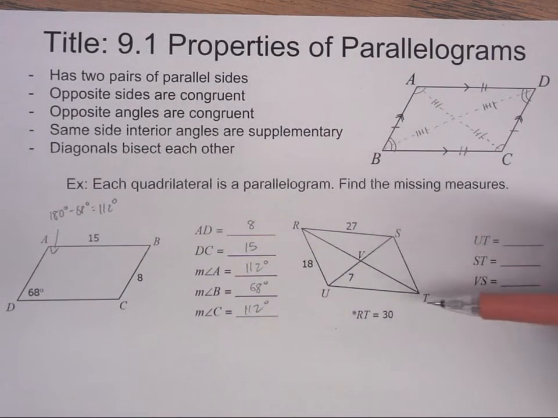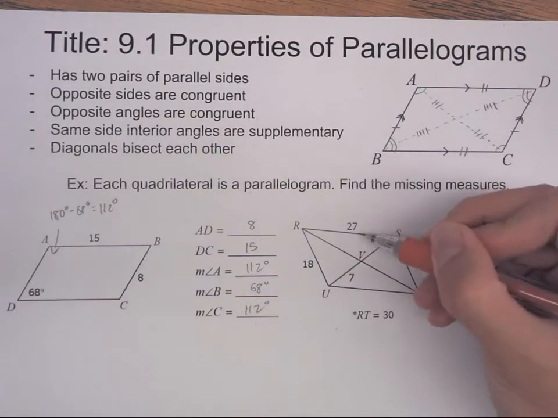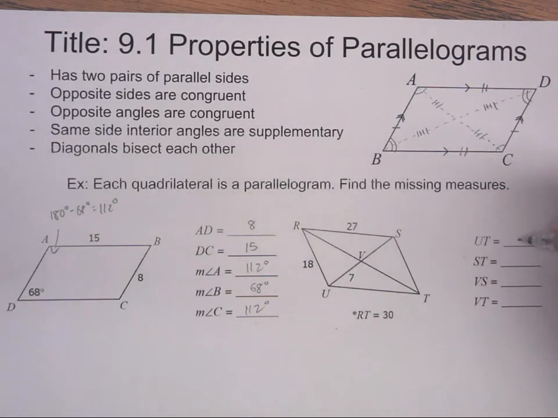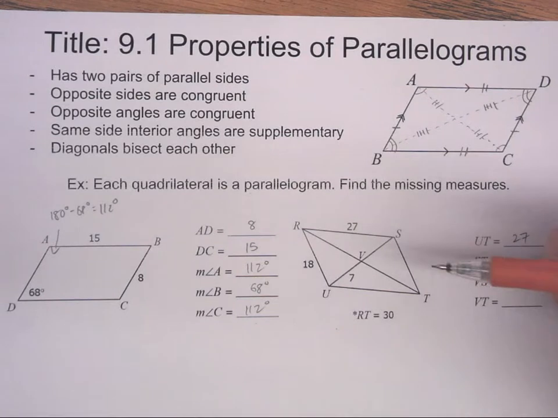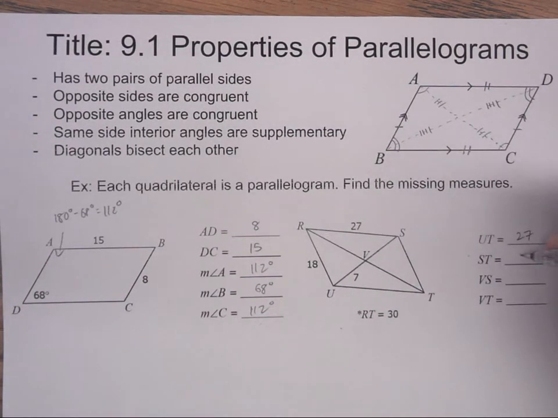So if you have another parallelogram, just doing what we did earlier. This side is congruent to this side. UT is 27. ST. So ST is congruent to RU. ST is 18.